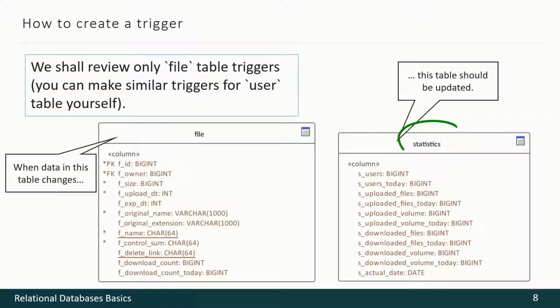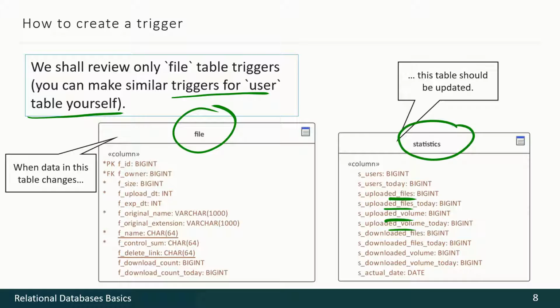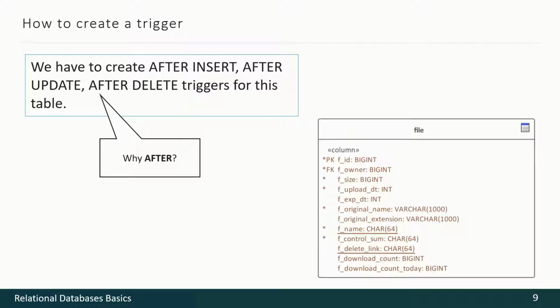As long as our statistics is mostly about files, their quantity, their volume and so on, we have to create triggers on the file table. Please create triggers for the user table yourself, and once something is updated here, we have to update something there. So we have to create 3 triggers: after insert, after update and after delete.